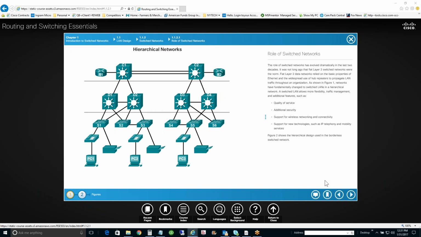It also supports wireless networking and connectivity by adding wireless access points to our access switches. It allows us to extend our wireless network from the switch network. And it supports new technologies such as IP telephony, which is the integration of computers and voice, and also mobility services.